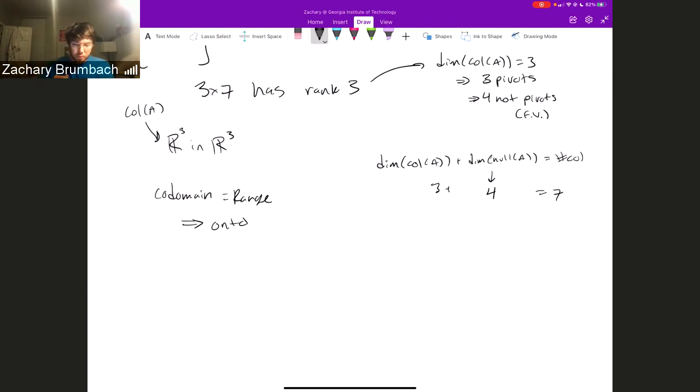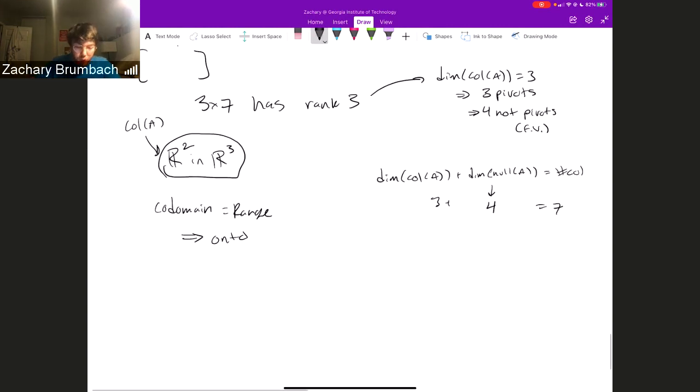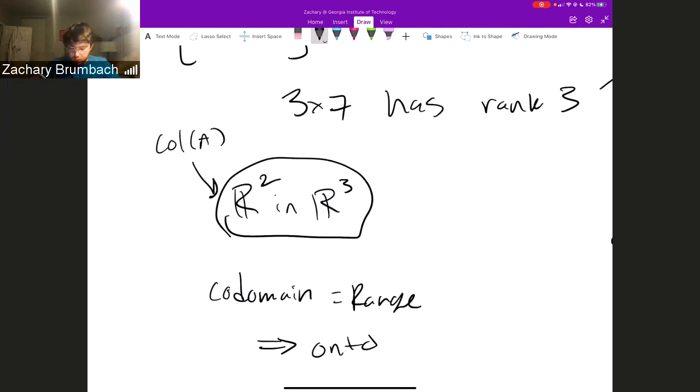So if it's onto, that's like everything has at least one solution. In this case, we have 4 free variables, so there's infinitely many ways to get to all of them. This is a combination of having this be true and having free variables. If instead it told you it had a rank of 2, this would no longer be true.